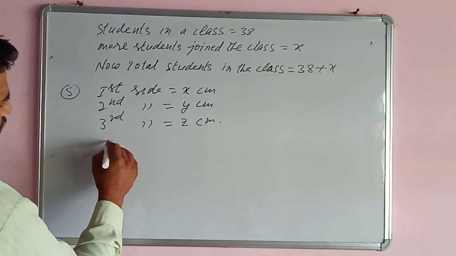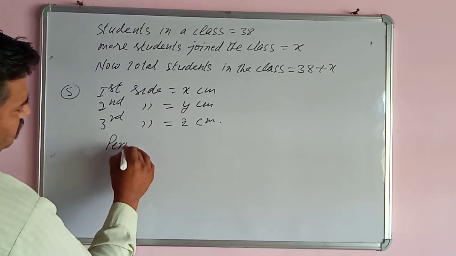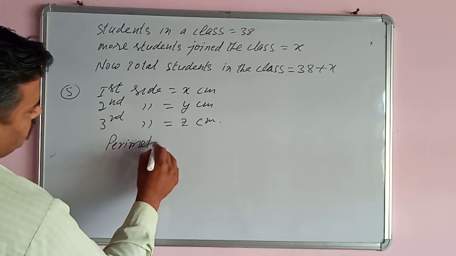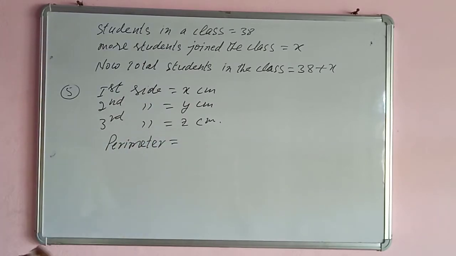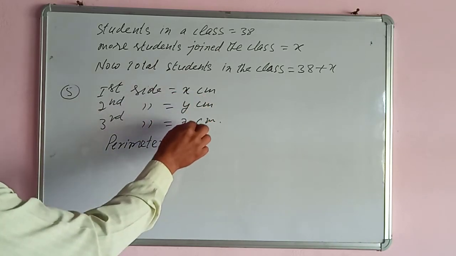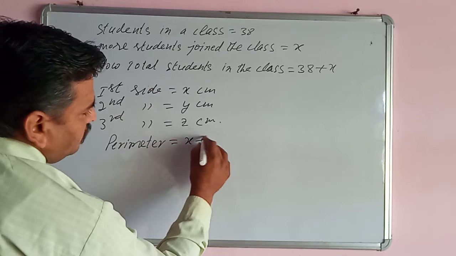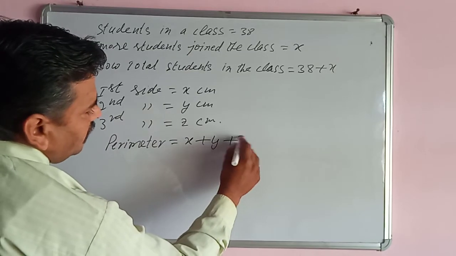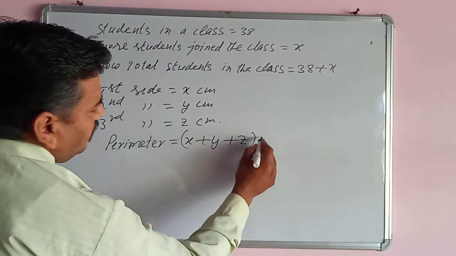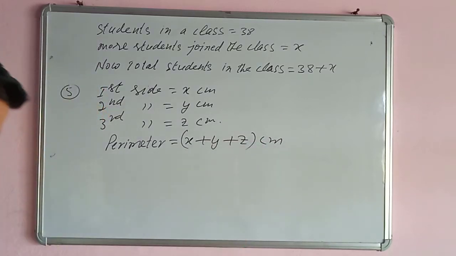So now perimeter. Perimeter of a triangle is equal to first side plus second side plus third side. First side is x, second side is y, and third side is z. So x plus y plus z centimeter. So it is the answer.